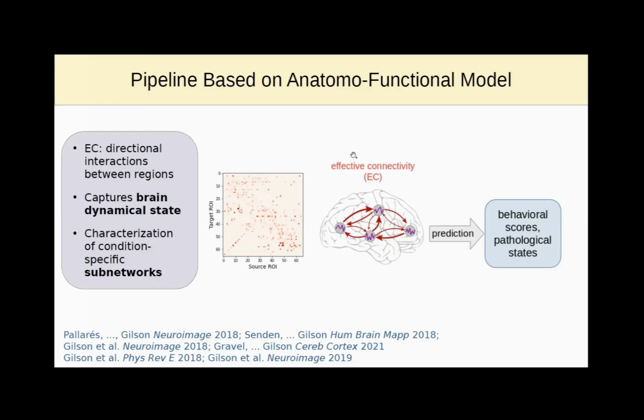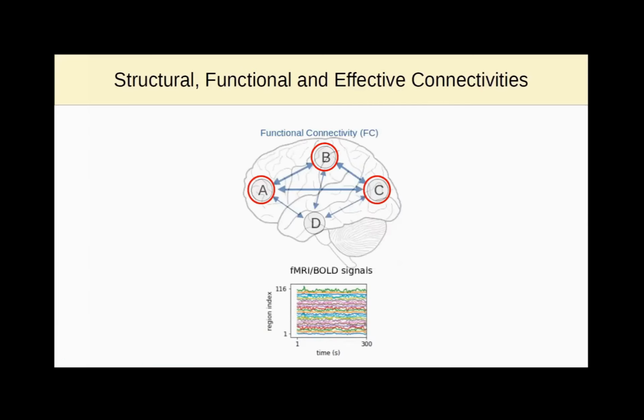And so the point of this model is to capture the dynamical states via this effective connectivity that is going to describe how subnetworks of regions in the brain communicate, and this communication is going to depend on different conditions, for pathologies or for cognitive tasks. So to go a bit into the details of the different types of connectivities that we're going to talk about here, we're going to talk about structural, functional, and effective connectivity.